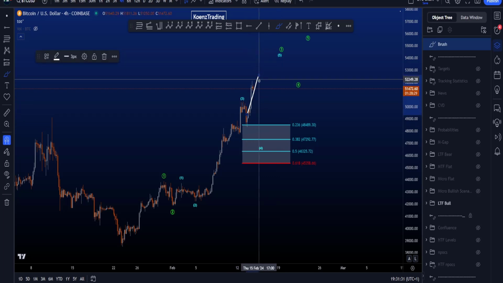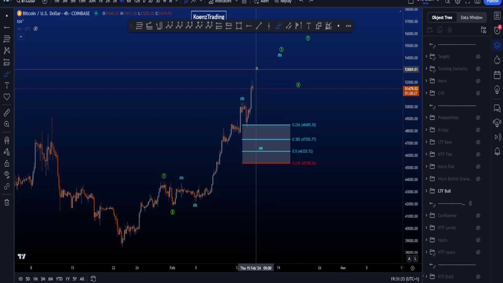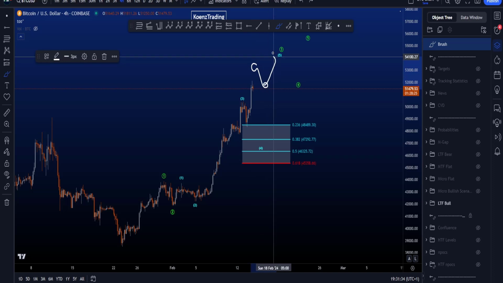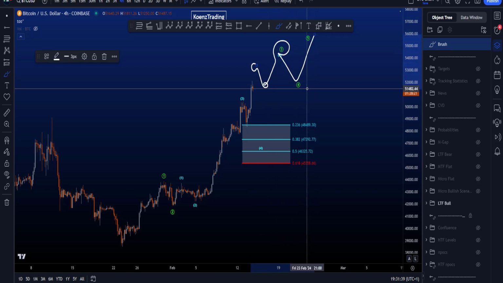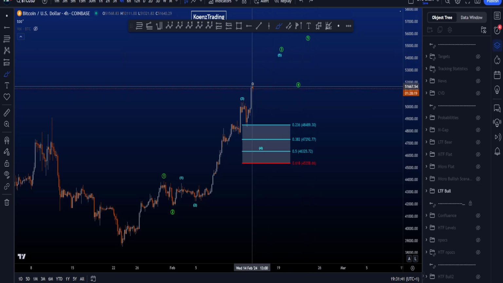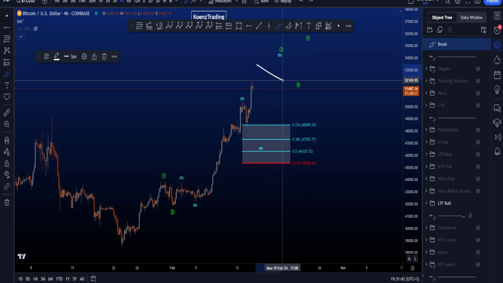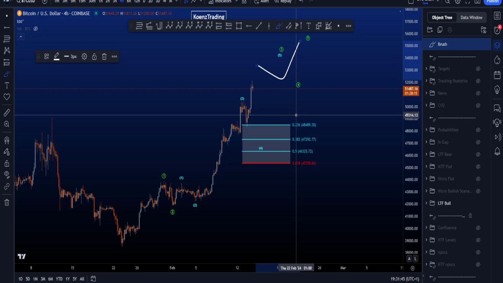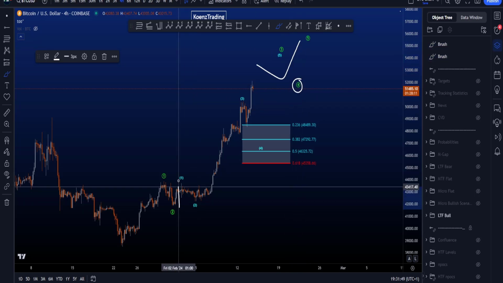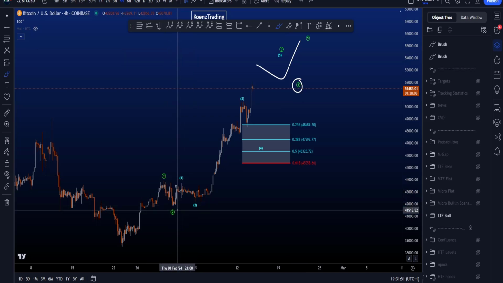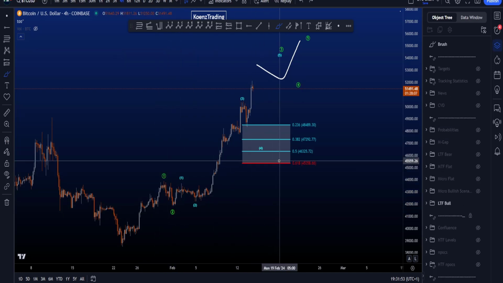If price continues, therefore, the probabilities are still there that this is a 3, 4, and 5 to finish a green wave 3, then a green 4, and another green 5. However, generally, we are expecting at least one more range in wave 4 before eventually a wave 5 to the upside, where the range in wave 4 should at least be the same amount of time, if not longer, than the wave 2 that we had over here.